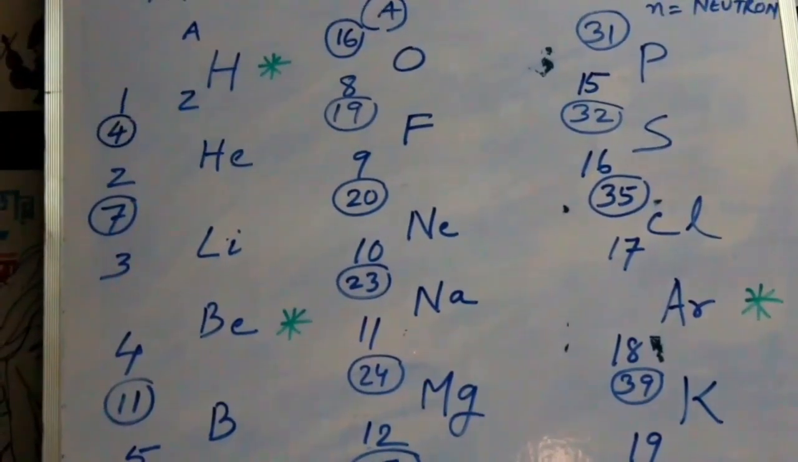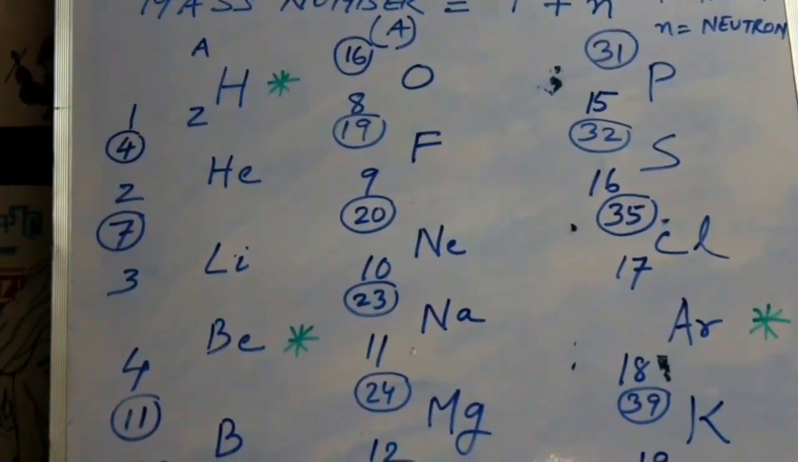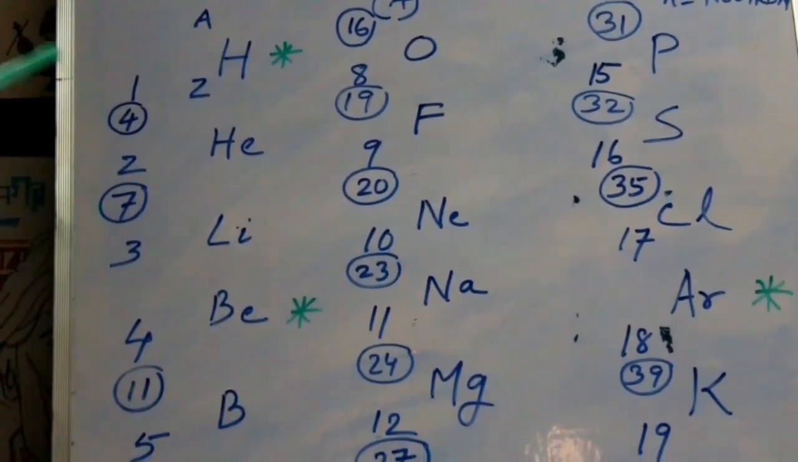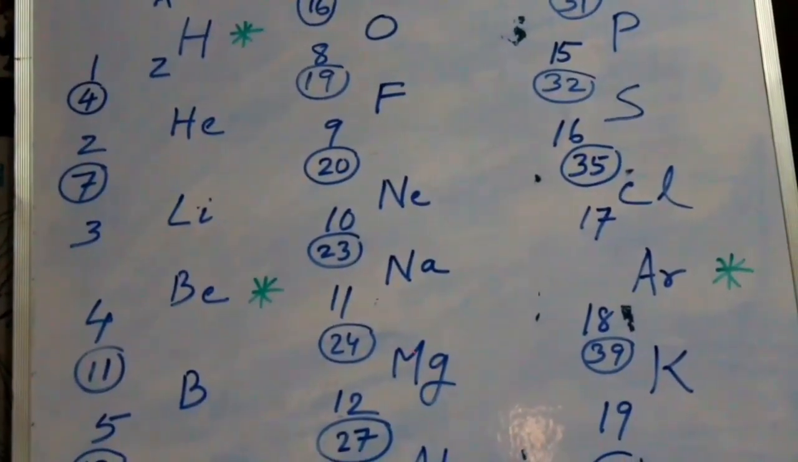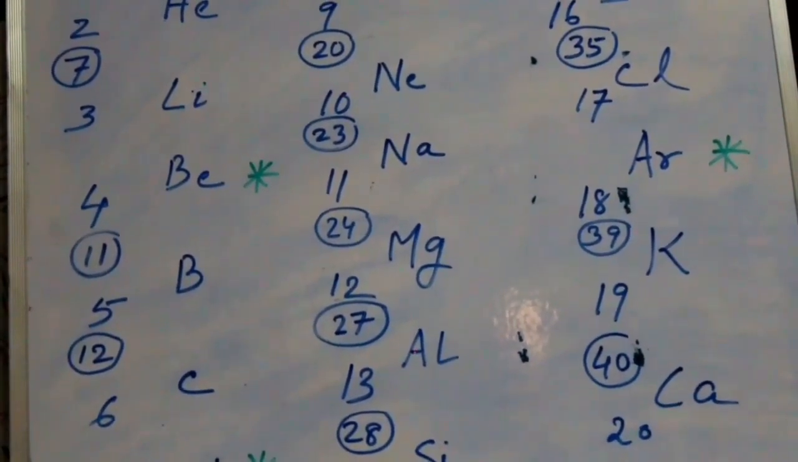And in case when the atomic number is odd, that means 1, 3, 5, like that, it will be double plus 1. Hydrogen, the first one, is an exception. Now lithium, 3 into 2 plus 1, that's 7. Then we have boron, 5 into 2 plus 1, that's 11. Now nitrogen is an exception.